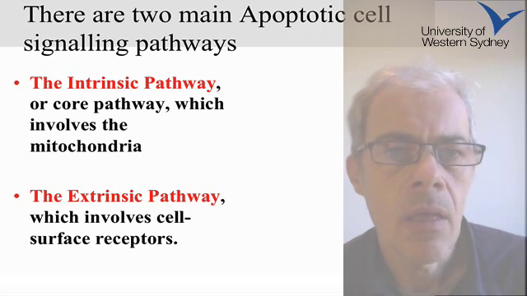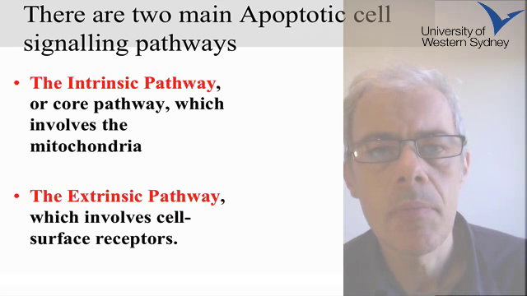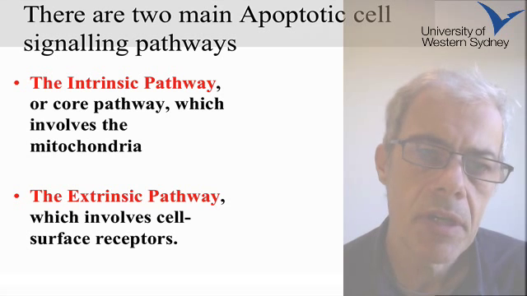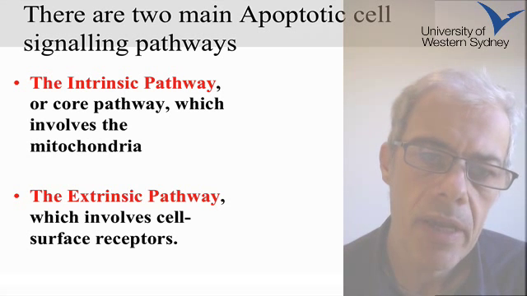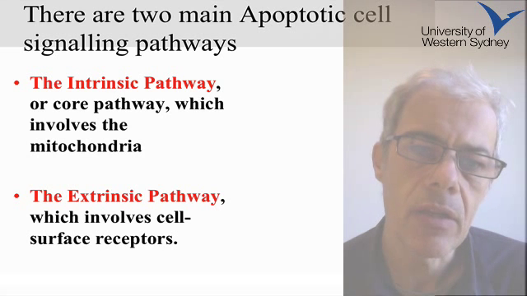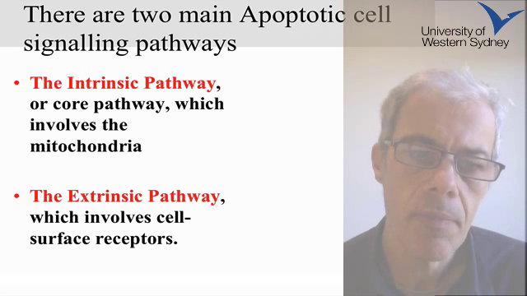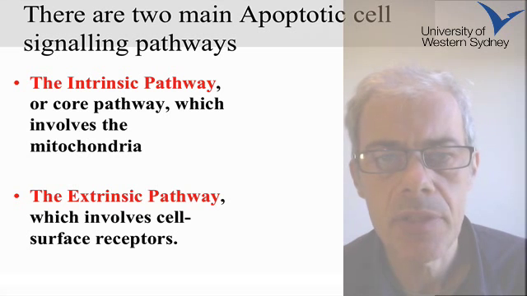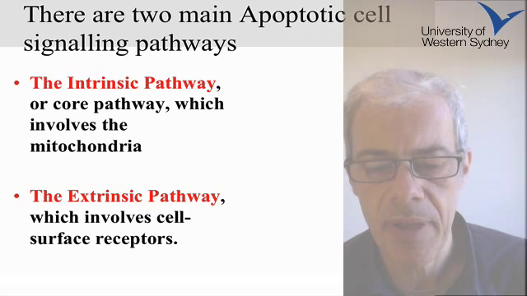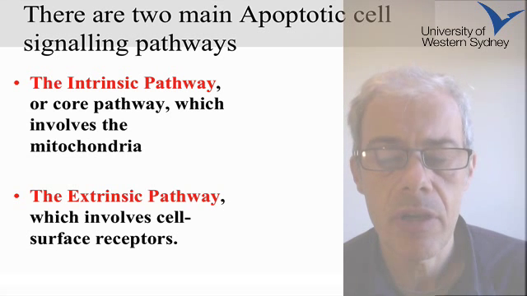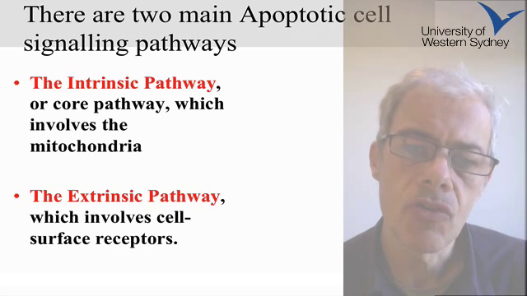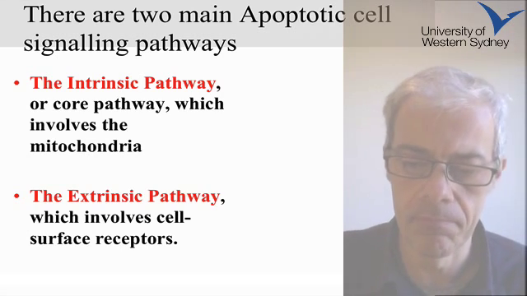And we'll talk about two types of apoptosis. We'll talk about apoptosis that is triggered by an intrinsic pathway, meaning a pathway inside the cell, and this pathway typically involves the mitochondria. And we'll talk about apoptosis that is triggered by external factors. So this is an extrinsic pathway. There are receptors on the surface of the cell which trigger apoptosis.